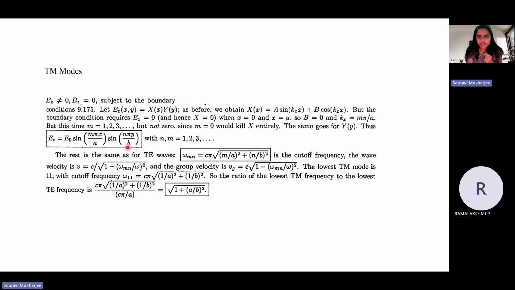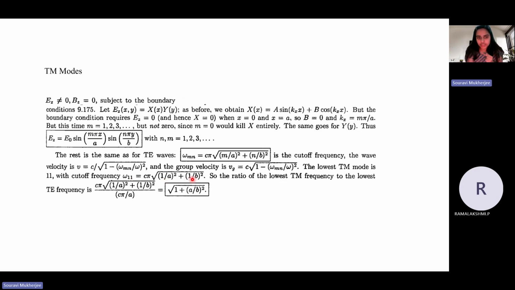So the smallest possible value of n and m starts from 1. If you want to find the lowest TM frequency, you have to put m equal to 1, n equal to 1, right? Rest remains the same. The expression of the cutoff frequency remains the same, but the lowest cutoff changes because you have sinusoidal functions. So the lowest cutoff here would be omega 1,1.